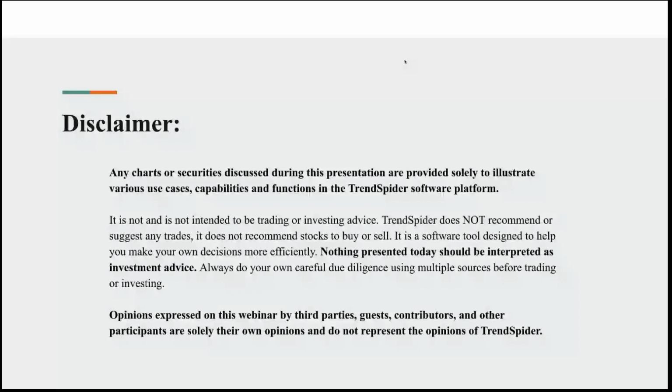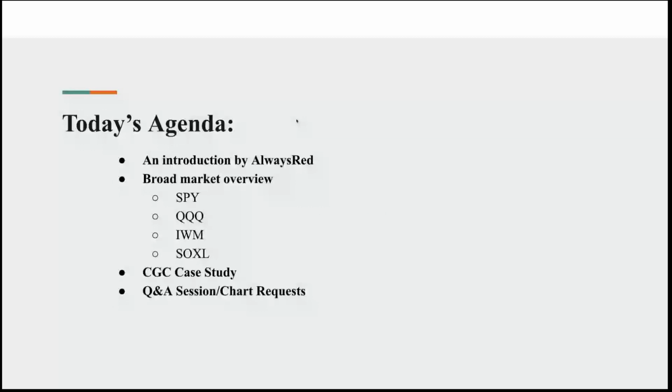Before we hand it off to Zach, let's quickly go over today's agenda. First, Zach will go over a presentation, a little bit about himself, his trading, his different trading styles, what he looks for, and then a quick market overview. Depending on how much time we have, I'm definitely going to do a CGC case study. If we have a little extra time, I may touch on the SPCE case study that Zach goes over, looking at it from a volume profile standpoint. Then at the end, we'll do a Q&A session and any chart requests that you have. So without further ado, I'll hand it off to Zach, and I will stop sharing my screen.